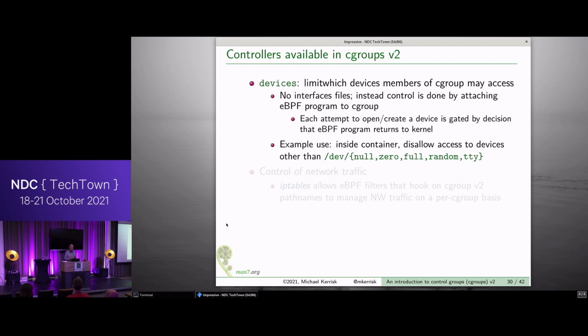The devices controller looks very different in cgroups version 2 than what was done in cgroups version 1. In cgroups version 2, the way that this control is done is with an eBPF program. I like to say you're not a cool kid kernel developer these days if you're not trying to do something with eBPF, because everyone's trying to do it. And the way that this eBPF program works, you can attach an eBPF program to a C group, and when a process inside the C group tries to access a device, open a device, or create a device, the kernel kicks the BPF program into action, and the BPF program makes a decision. Is that kind of device access allowed or not?